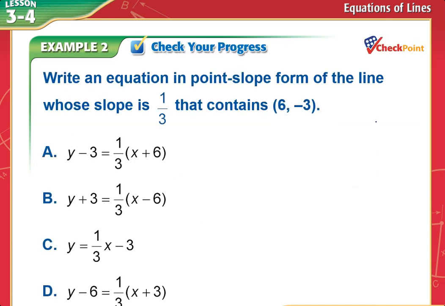Okay, check your progress. Here we're going to have you pause your video, and you're going to write an equation in point-slope form of the line whose slope is 1/3 and contains (6, -3). And the answer is B.